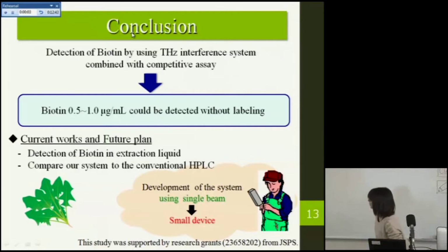So this is the final slide. Conclusion. I conducted detection of biotin by using terahertz interference system combined with competitive assay. As a result, biotin from 0.5 to 1.0 microgram per milliliter could be detected without labeling. So now I try to detect the biotin in extraction liquid and then compare our system to the conventional HPLC. And in the future, if we can develop the system using single beam, we will be able to make a small device a farmer can use in the field. That's all.